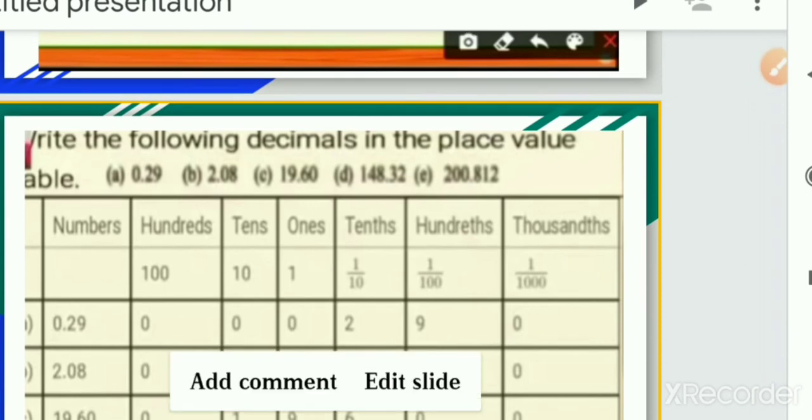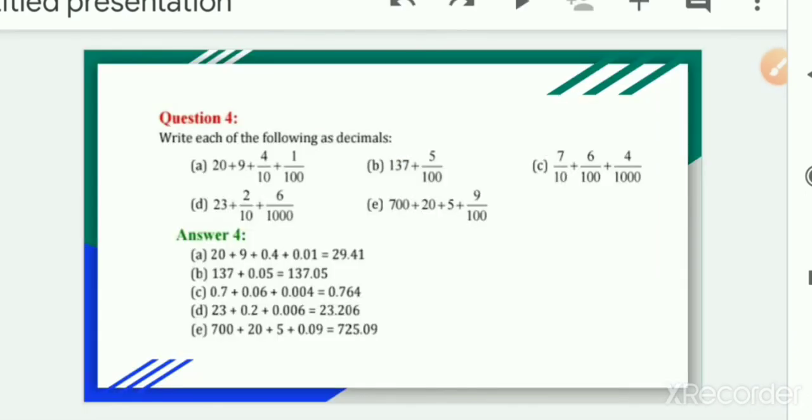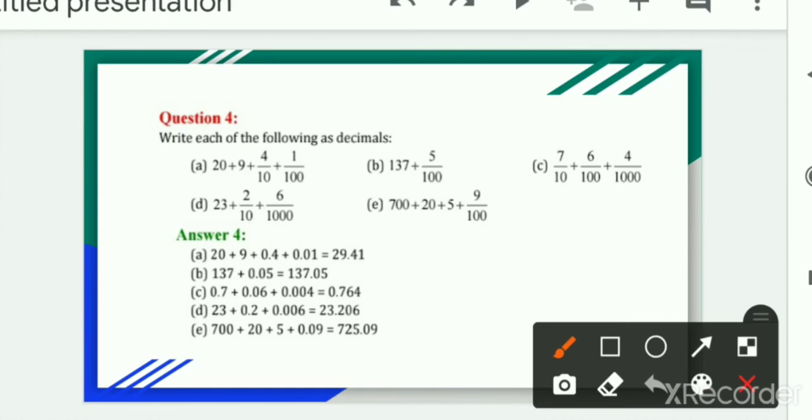Okay, now we have question number 4. Write each of the following as decimals. You have to represent them as decimals. So it is given 20 plus 9 plus 4 by 10 plus 1 by 100.